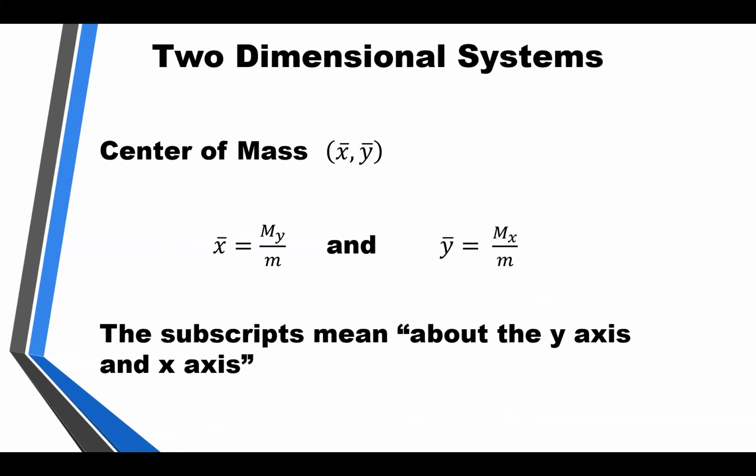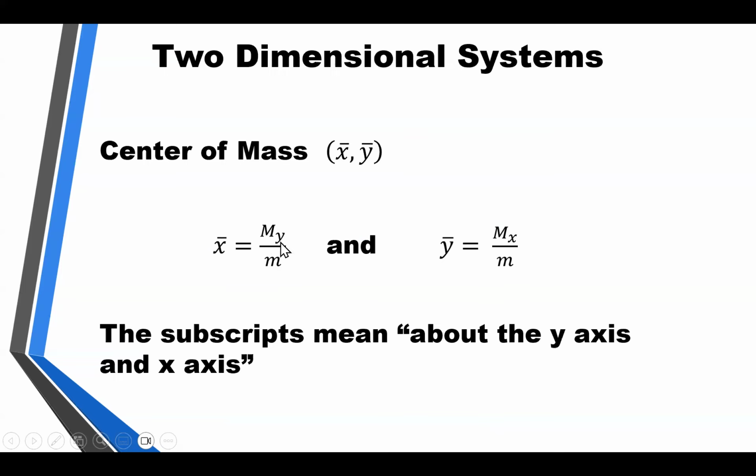Now, in a two-dimensional system, our center of mass is going to be located at a coordinate pair, a point which has an x value and a y value. The x value is going to be determined by a moment divided by the total mass of the object. The y value is also going to be determined by a moment divided by the mass of the object.